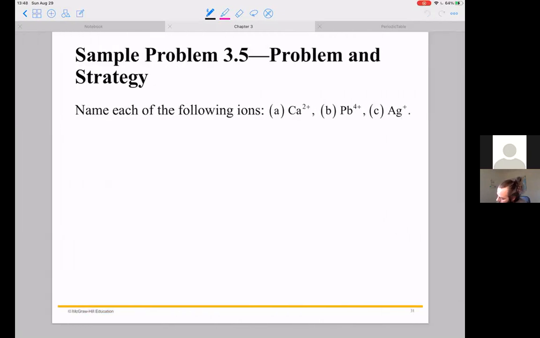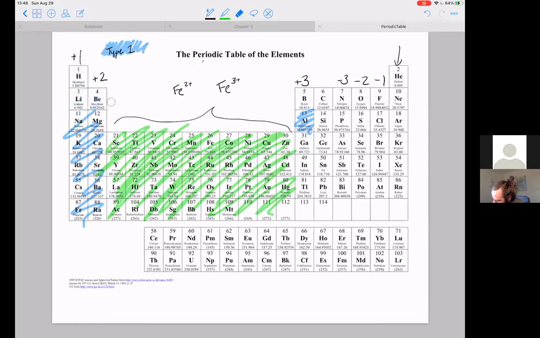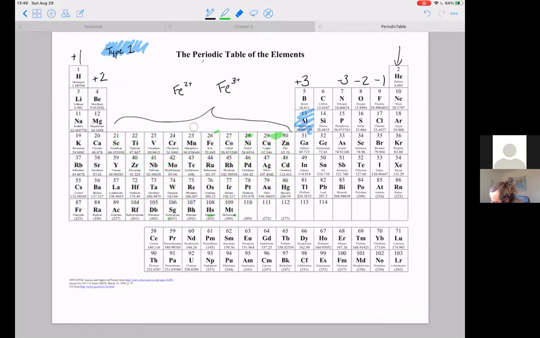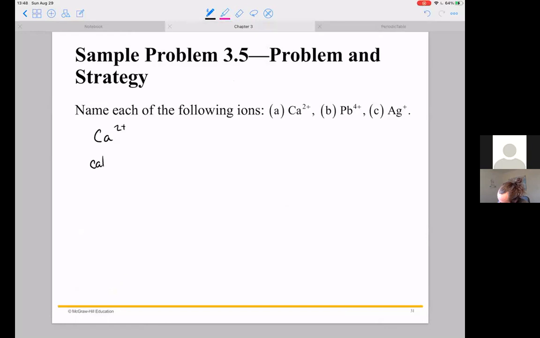Okay, so let's go about naming these following ions. We have Ca2+. So of course we have to figure out what this is. All right, so we find Ca, that's calcium. Notice calcium lives in that portion of the periodic table. It's not a transition metal, so we don't have to indicate the charge. This would just be the calcium ion.